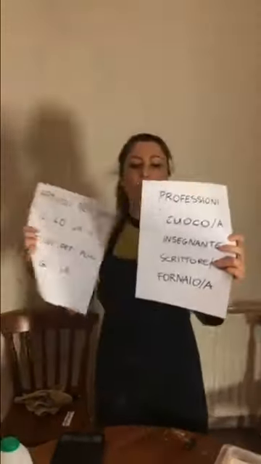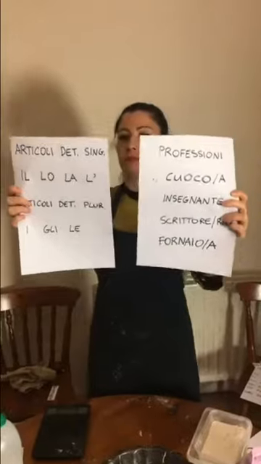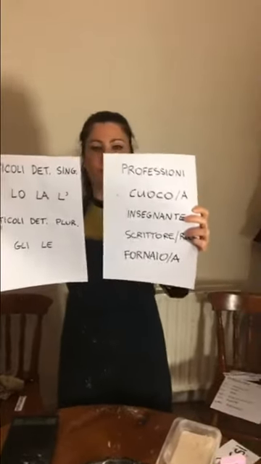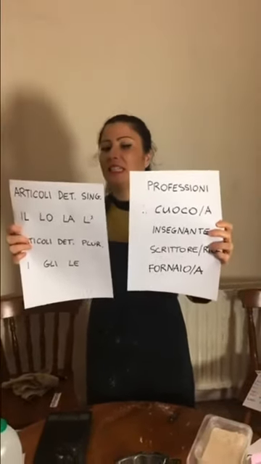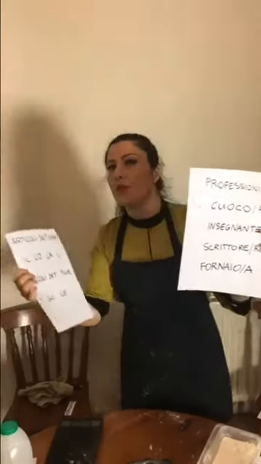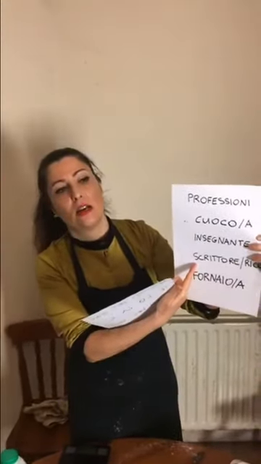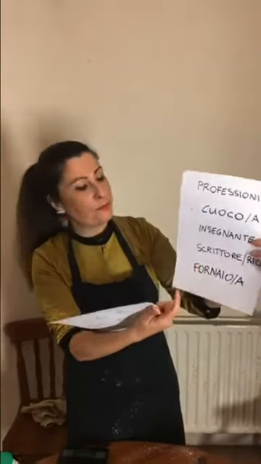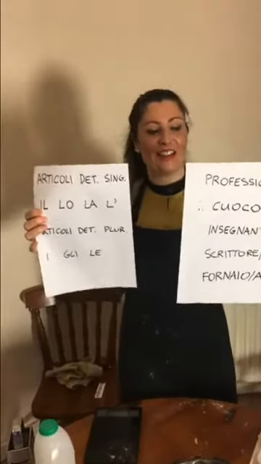Poi abbiamo scrittore. This is tricky as well. Remember, S plus consonant, masculine. Aspettiamo. Abbiamo maschile. So masculine is either il, lo, and the apostrophe. But I give you a little help. It cannot be an apostrophe because it starts with a consonant. So there's no vowel there at the beginning. So it's either il or lo. So it's lo scrittore. Okay.